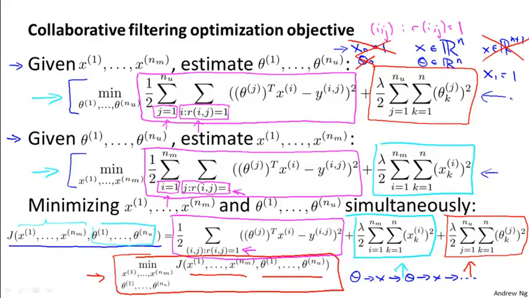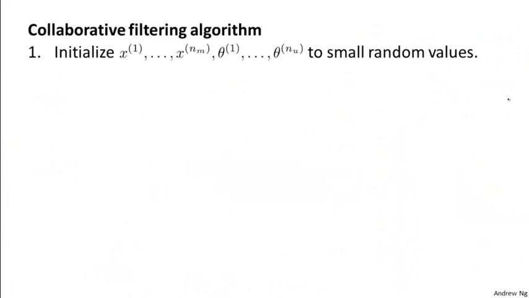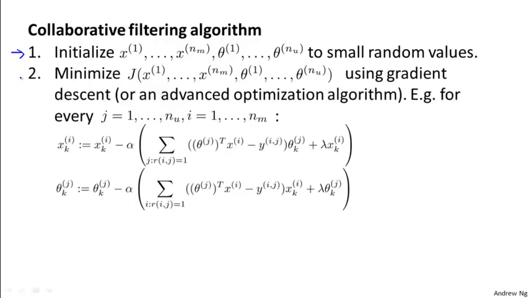So putting everything together, here's our collaborative filtering algorithm. First, we're going to initialize x and theta to small random values. And this is a little bit like neural network training, where there we were also initializing all the parameters of a neural network to small random values. Next, we're going to minimize the cost function using gradient descent, or one of the advanced optimization algorithms.